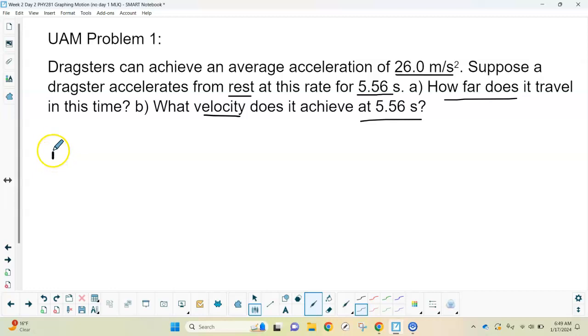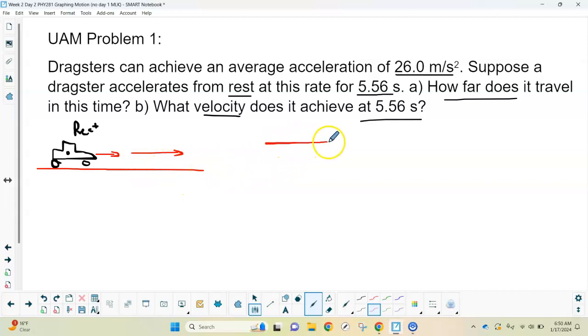So for your picture, you can draw a car if you want. So there's my dragster. You don't have to make it as beautiful as my picture here. You can just write a dot. I'm going to write that it starts from rest. So rest is an important concept. And then I usually draw a couple arrows just to show what the thing is doing. So once it starts moving, it's going to accelerate and go faster. So that's a good enough picture. That's fine for the drawing.